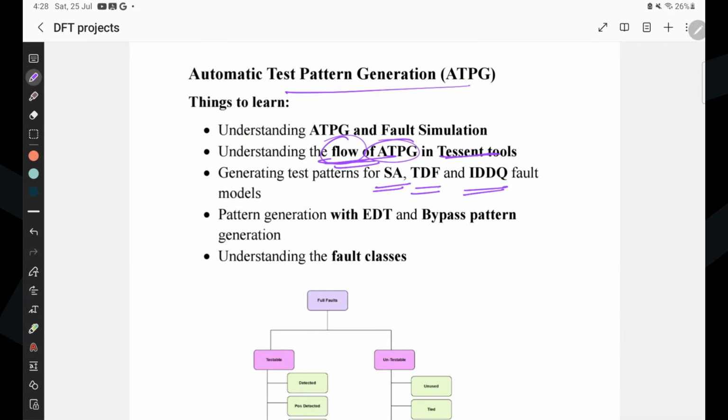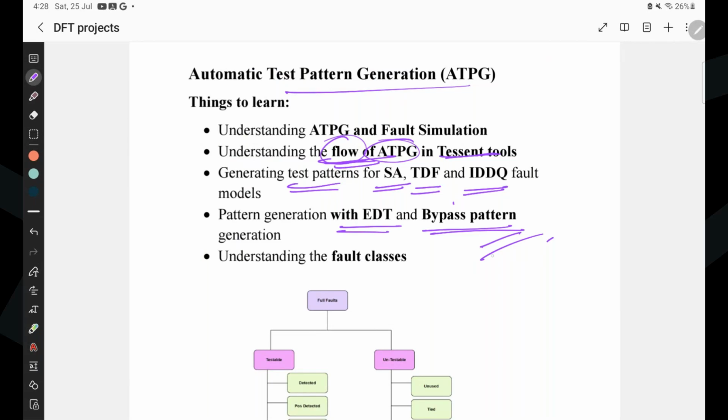The path delay fault model is only covered theoretically. In labs, we will be covering the stuck-at, transition delay and IDDQ fault models, including the pattern generation practicals. We'll be doing pattern generation with EDT and also bypass pattern generation. Bypass pattern generation means patterns generated after bypassing the EDT logic.